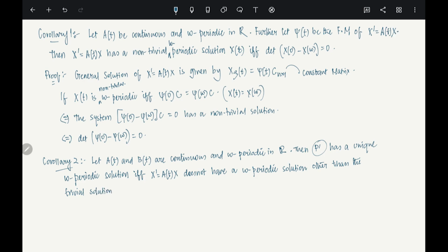So it's a beautiful corollary actually. See what it is saying is this. We want to know whether the inhomogeneous system has a unique W periodic solution. What you can actually prove is an if and only if condition: if the homogeneous system does not have a non-trivial W periodic solution, then the original inhomogeneous problem has a unique W periodic solution. Of course, the homogeneous system has the trivial solution, which is always W periodic, or periodic for any period for that matter, so that's not a problem. These types of properties are called Fredholm alternatives.